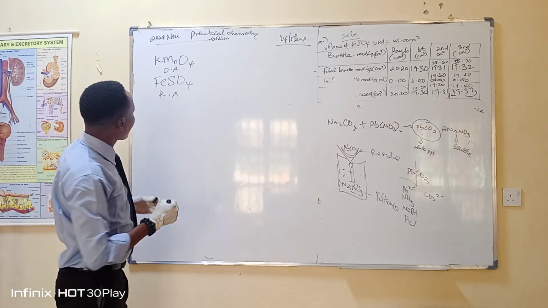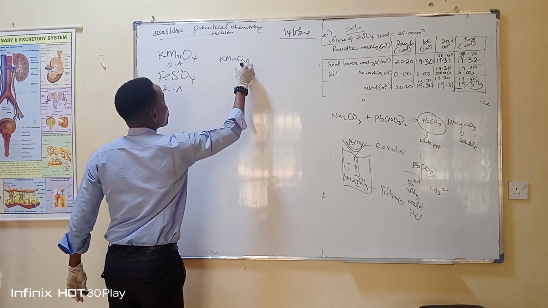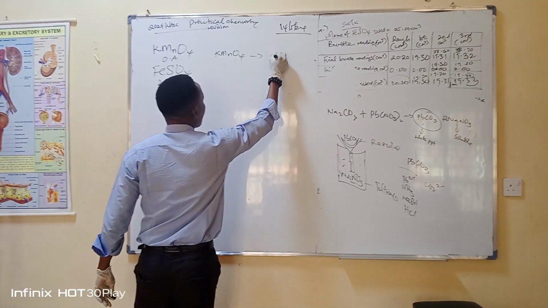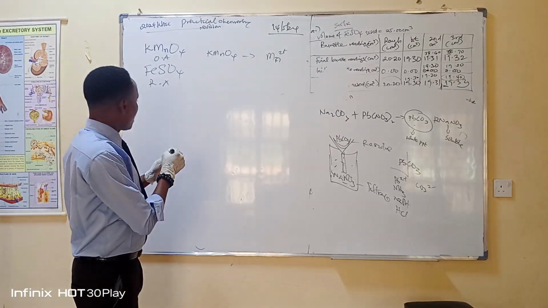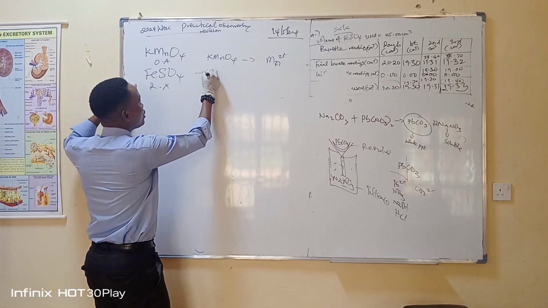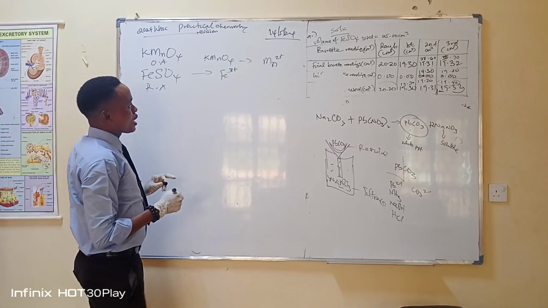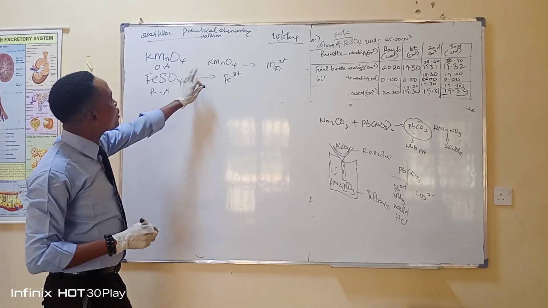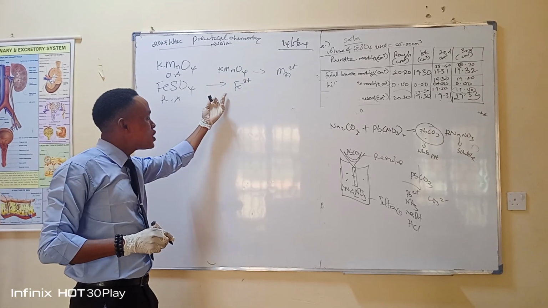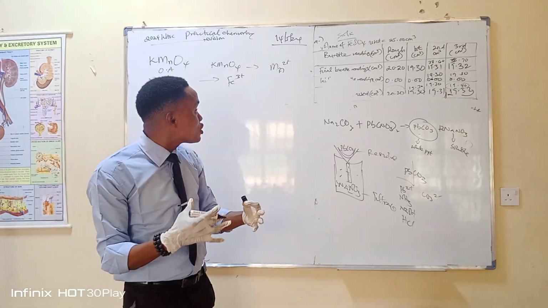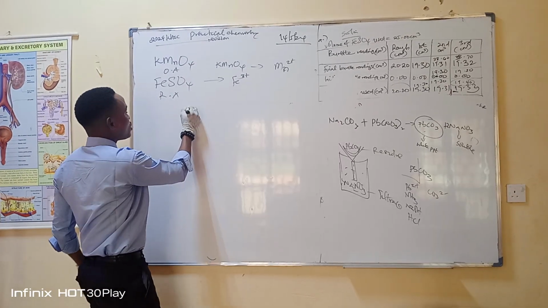So in a nutshell, like I used to tell my students, this potassium permanganate will get reduced to manganate 2 ion, Mn2+, and the iron 2 will get oxidized to iron 3 plus, Fe3+. If we look at both the oxidation and reduction half equations, we can combine the equations of the reaction together to have a balanced chemical equation.